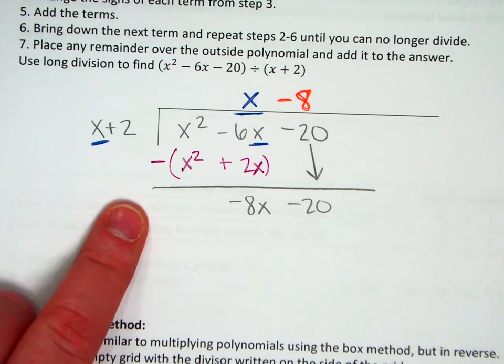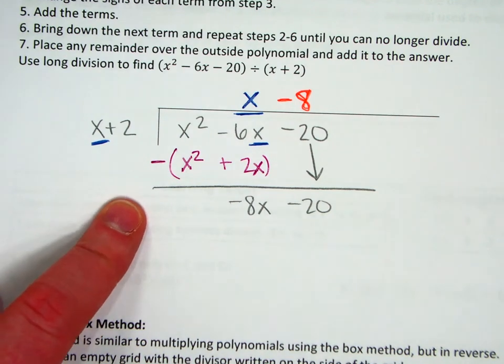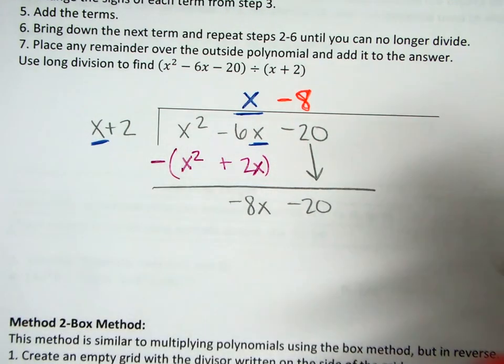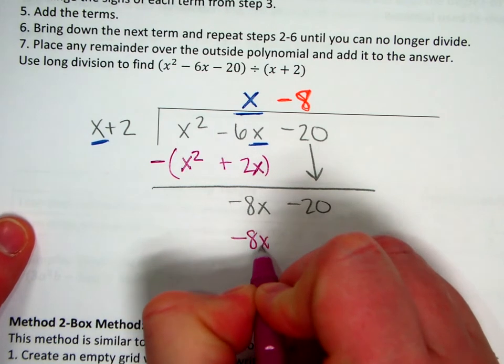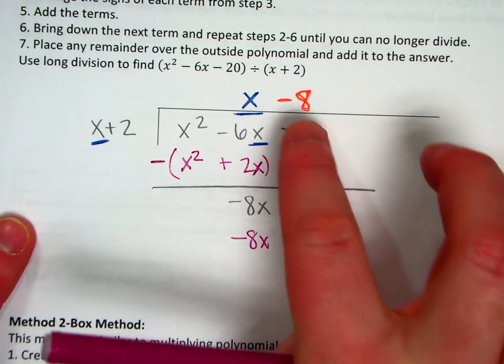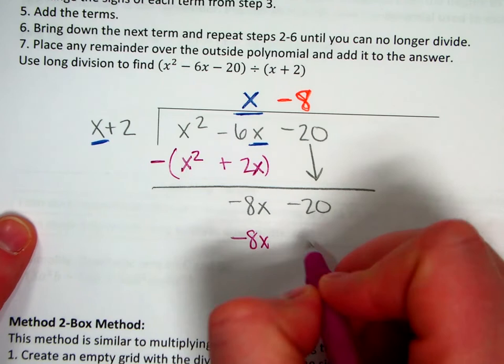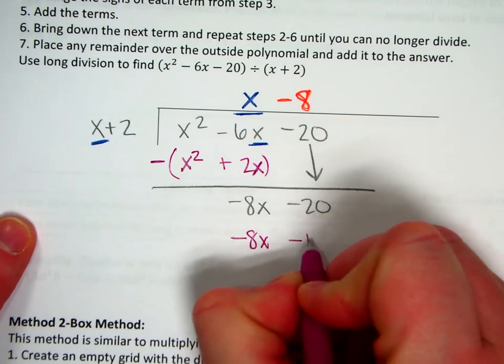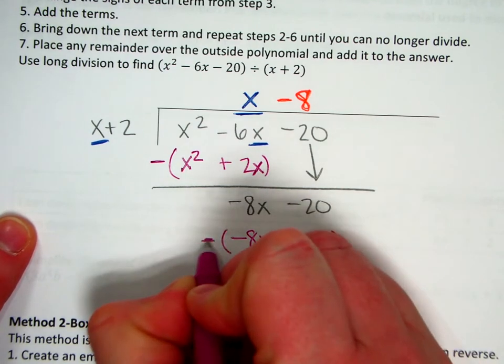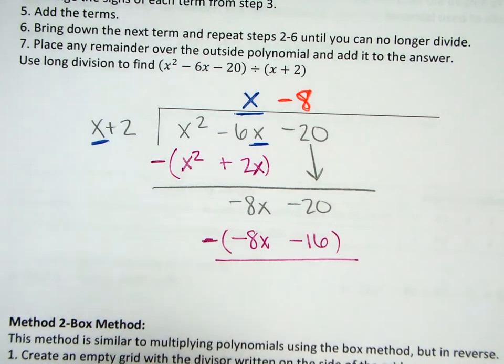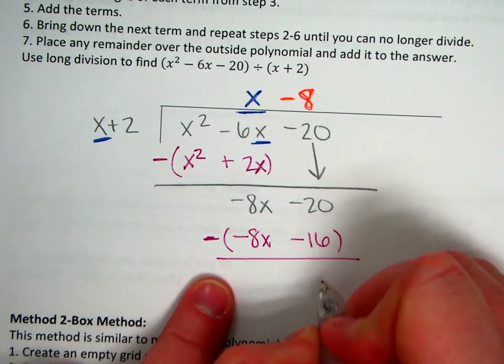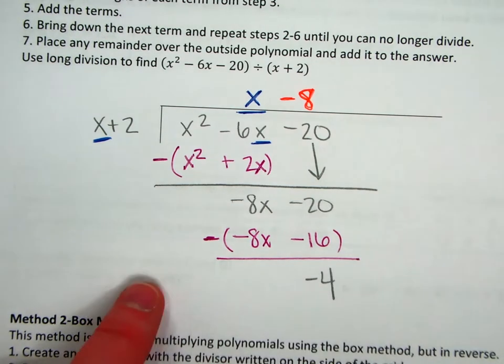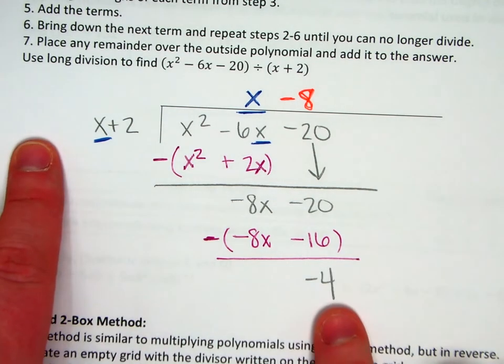And then I'm going to rinse and repeat. I'm going to multiply. So negative 8 times x is negative 8x. These should be exactly the same. Negative 8 times 2 is a negative 16, and we're going to subtract. So minus a minus becomes a plus, so negative 20 plus 16 is a negative 4. Now, x can't go into negative 4, so this is my remainder.